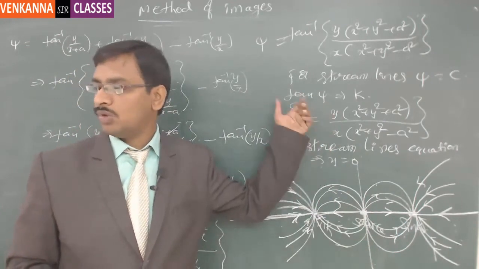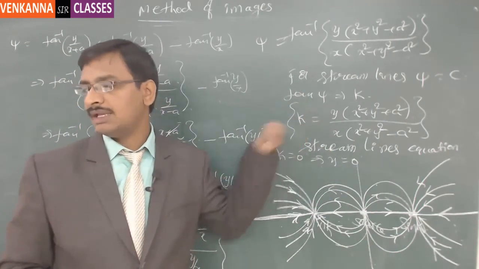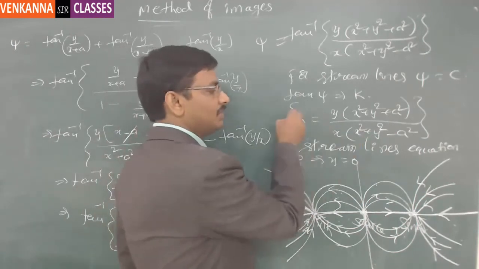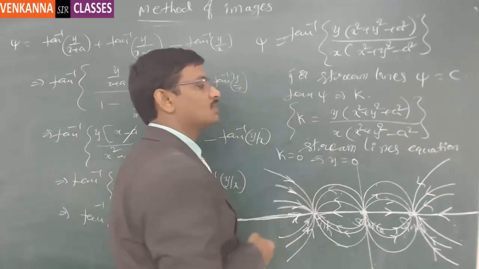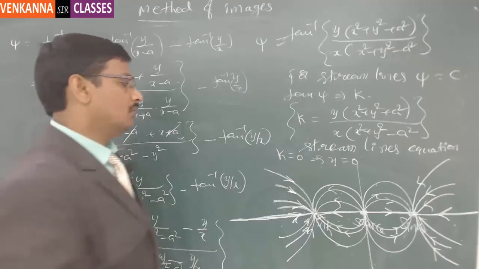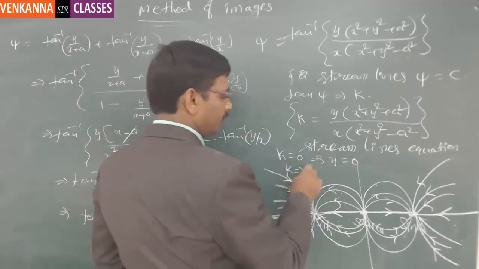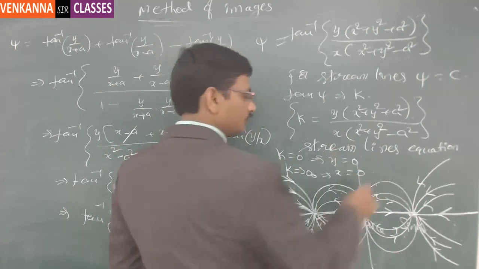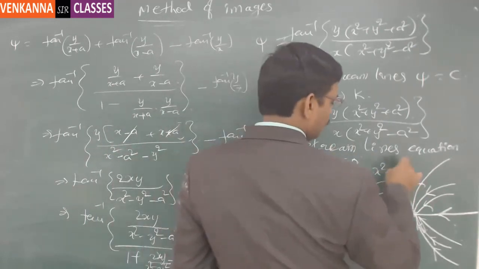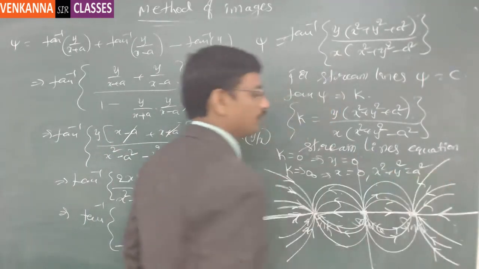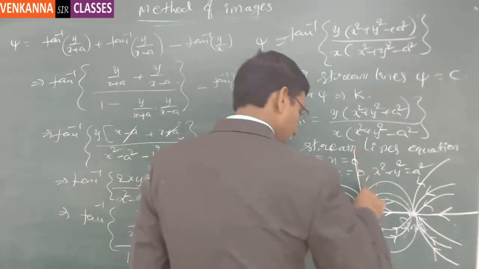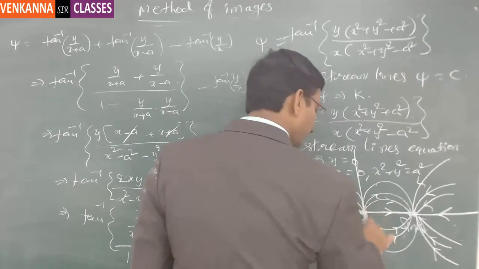Now we'll take one more value of K. Let us say K is equal to infinite, which is nothing but 1 by 0, which essentially means x into x square plus y square minus a square equal to 0. So if K is equal to infinite, then x is equal to 0 is one solution, and x square plus y square is equal to a square is another solution. Now x is equal to 0 is nothing but the y axis. So the y axis will also form a streamline.